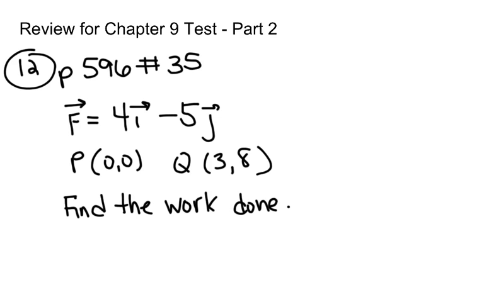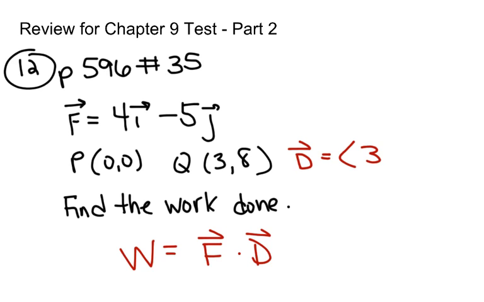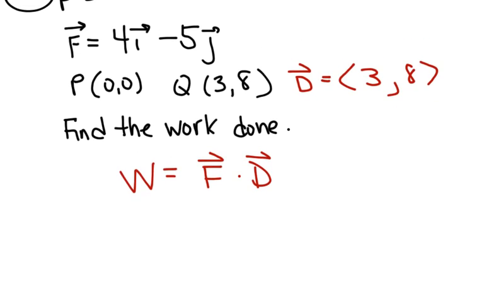On page 596, number 35, you're given the force vector and a second vector that starts at 0, 0 and goes to 3, 8. We want to find the work done. The formula for the work done on an object is the force vector times the distance vector. I know the force vector, so I have to find the distance vector by using these 2 points. Remember, it's terminal minus initial. Now I can perform the dot product on the force and the distance.